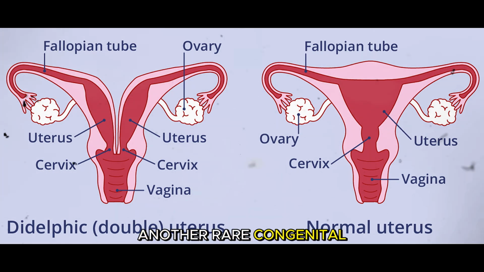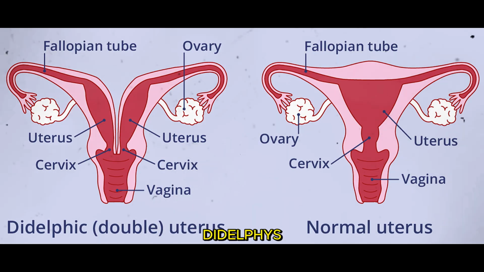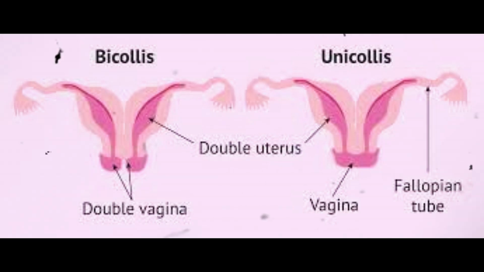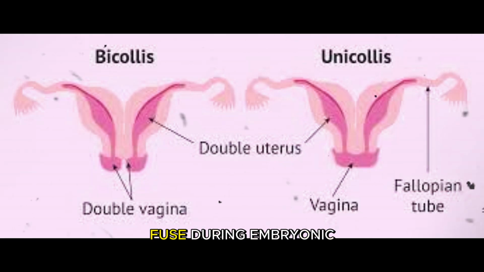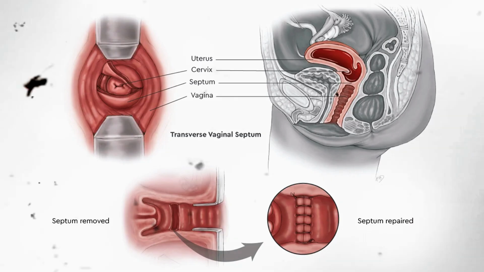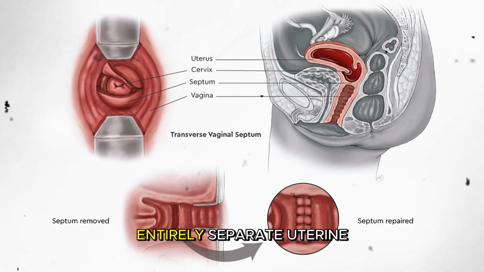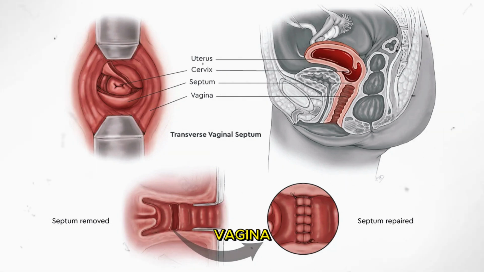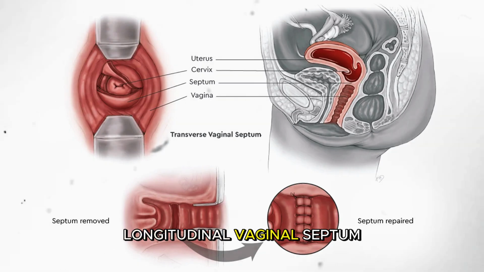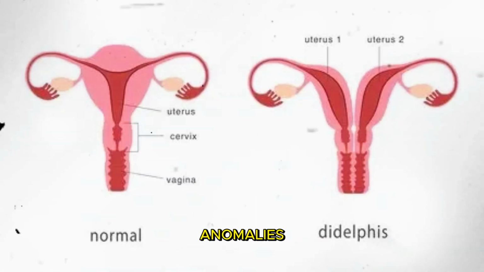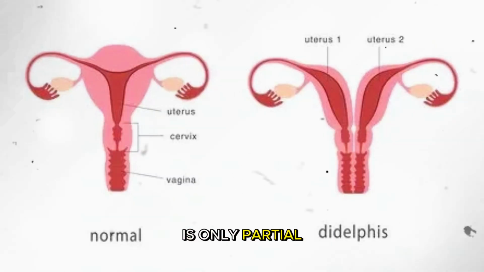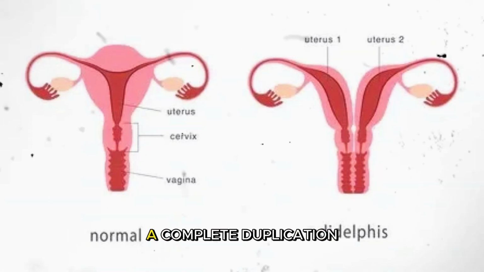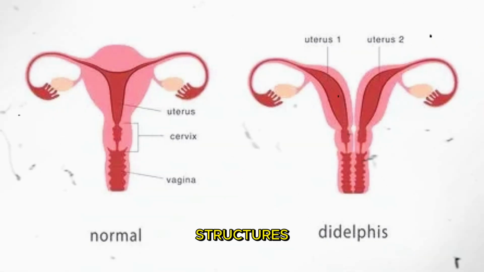Another rare congenital variation is uterus didelphys, also known as a double uterus. This condition occurs when the two mullerian ducts completely fail to fuse during embryonic development, resulting in the formation of two entirely separate uterine cavities. In some cases, there may also be a double vagina caused by a longitudinal vaginal septum. Unlike other uterine anomalies, where the separation is only partial, uterus didelphys involves a complete duplication of the uterine structures.